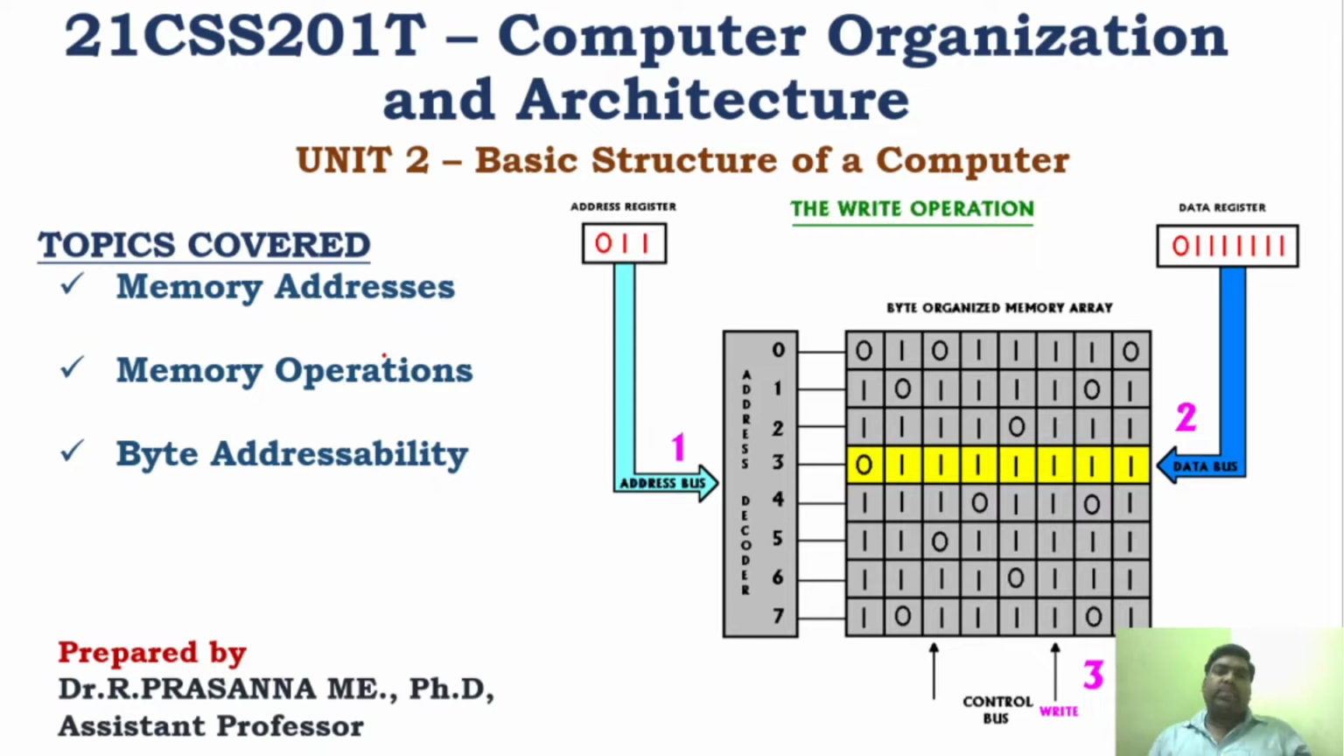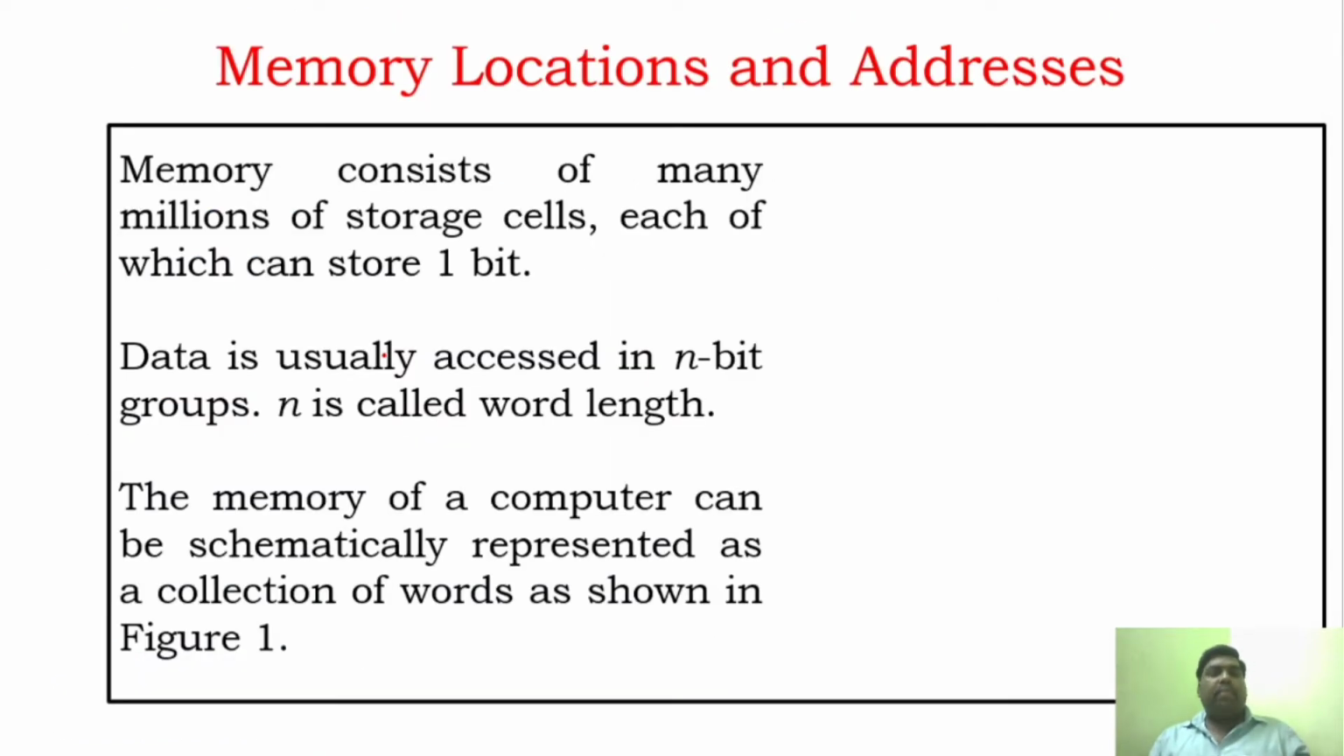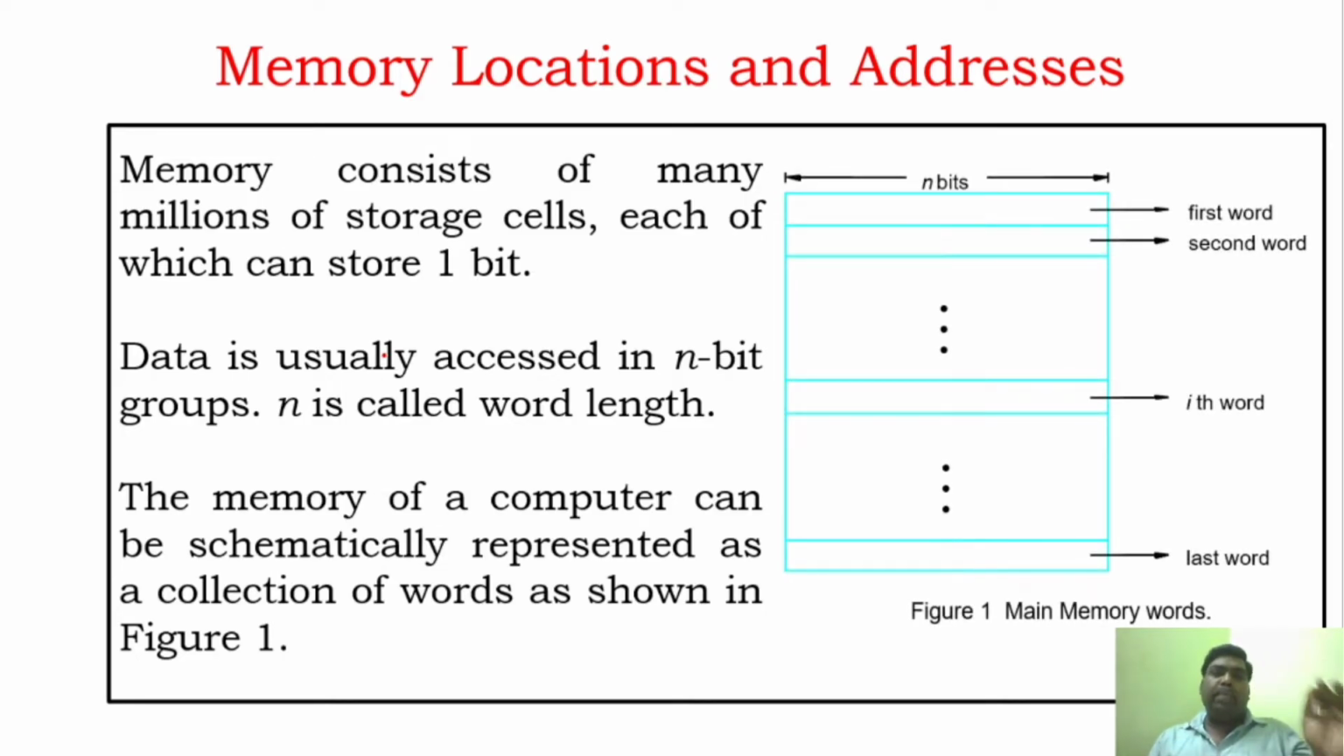So first, let us start with what is memory. We have already seen in the first unit that memory is a very important subsystem in the computer. The important memories are primary memory and secondary memory, and in primary memory, we have seen what is RAM, what is ROM, and all those things. Memory consists of a lot of semiconductor storage cells, each capable of storing a single bit of information, that is, zeros or ones.